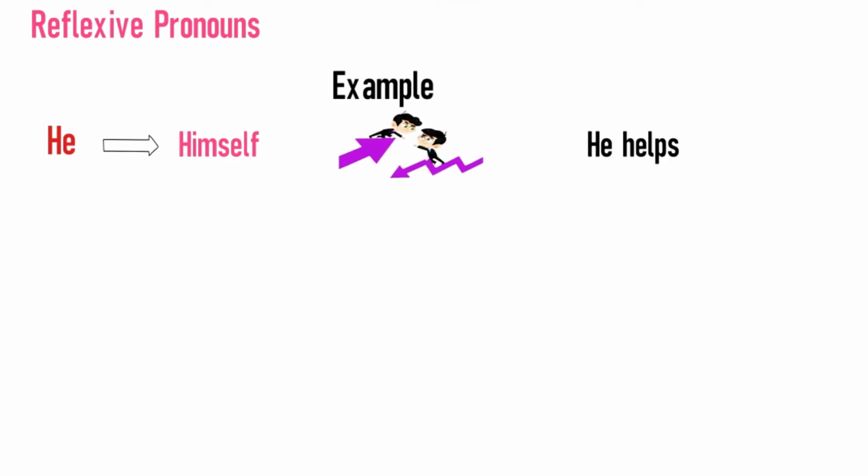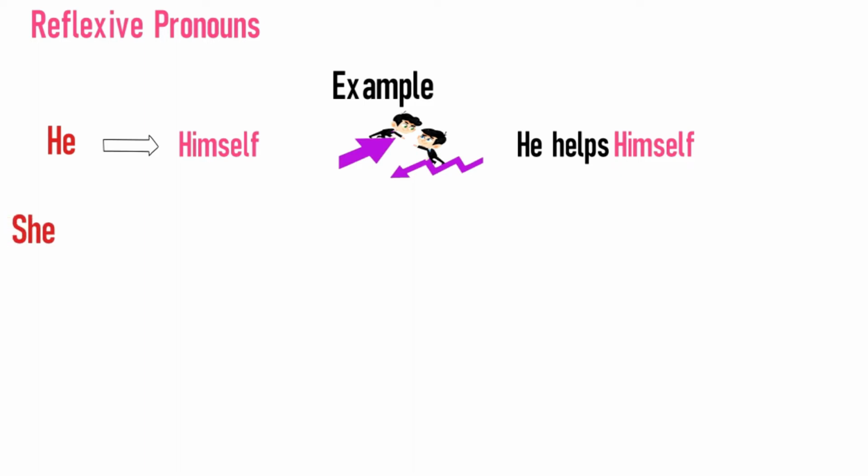In part 2 here with he, I say himself. In the example here, we see Mark. He helps himself. Yeah, he doesn't need someone's help, so he helps himself.